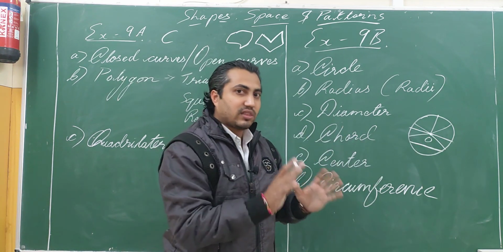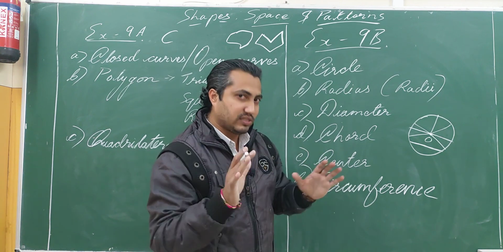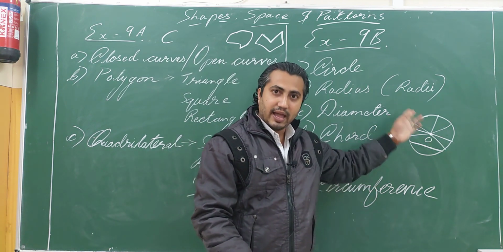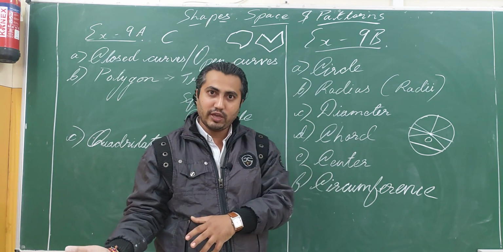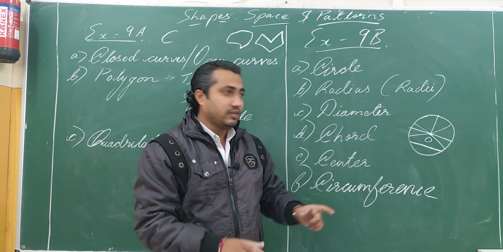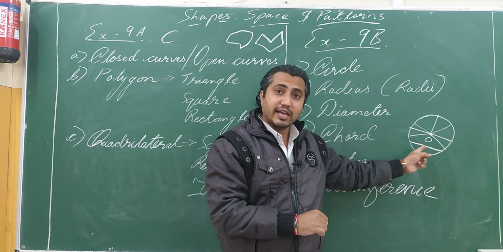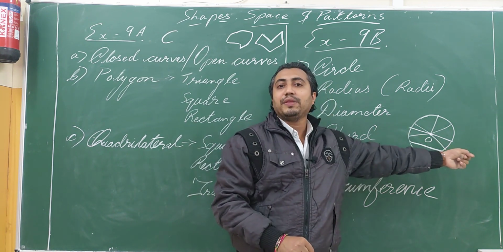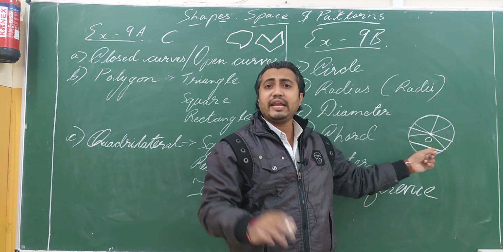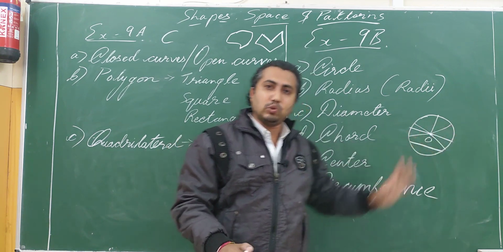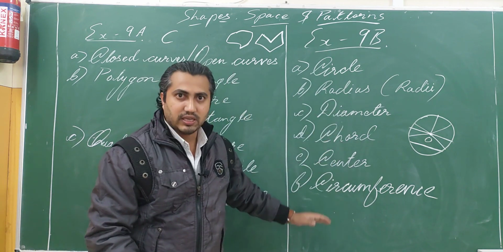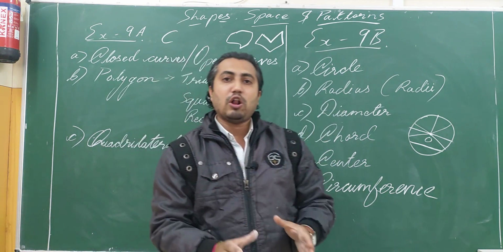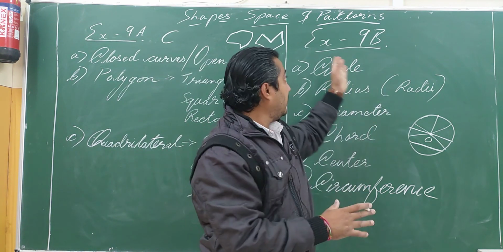Understood students? एक तरह से देखो, in one way we can say that actually diameter is a type of chord. Diameter is a type of chord only. But the difference is diameter has to pass through the center. Chord के लिए it is not compulsory to pass through the center. Okay students, so if we remember these things, we will be able to solve the exercise 9b.